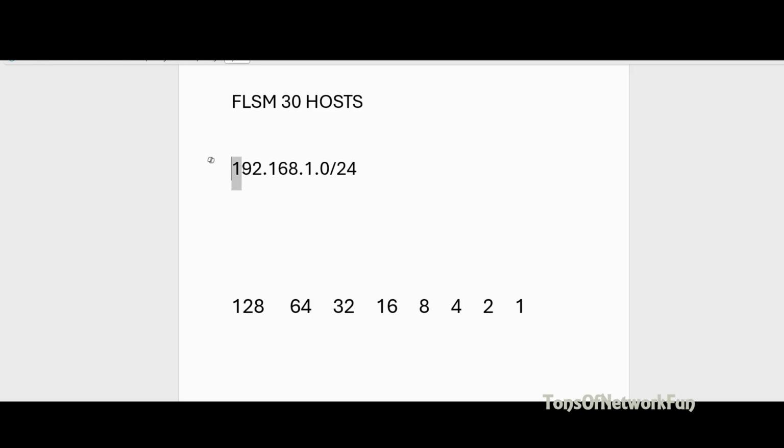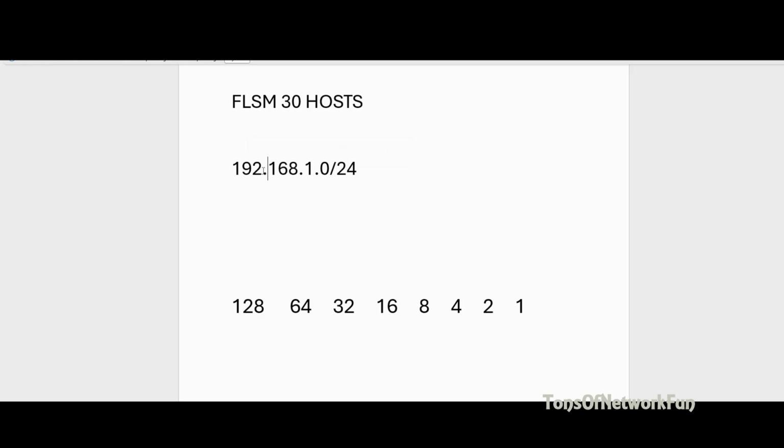The network ID given to us is 192.168.1.0. This is a class C network ID, /24. /24 is the default slash value for class C address. And how are we getting /24? Because /24 represents the network portion of the IP address. So in this IP address, the network portion is the first 3 octets. We know that in class C, the first 3 octets are the network portion.